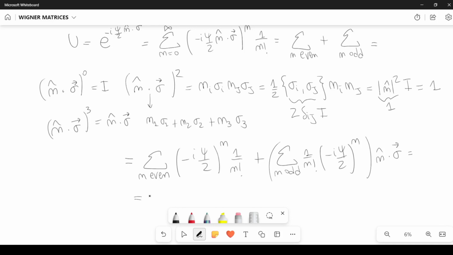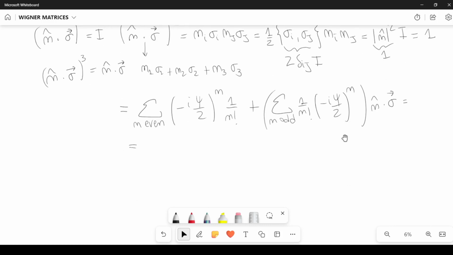So the complex exponential of a matrix can be written as cosine of psi over 2, which multiplies the identity, minus i sine psi over 2, which multiplies n dot sigma. So it becomes a much more manageable expression, because here you don't have an exponential of matrices and you don't have an infinite summation. You have a finite number of operations to perform, and these kinds of operations are quite simple.